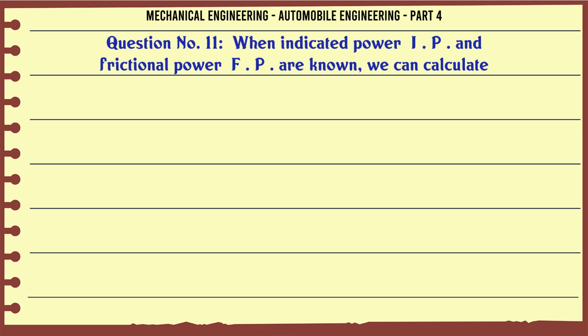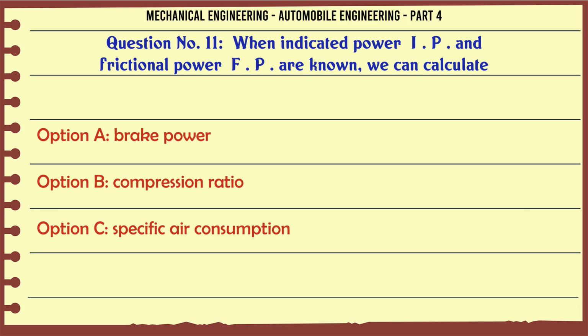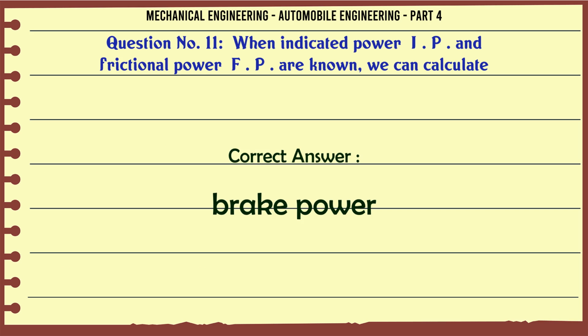When indicated power (I.P.) and frictional power (F.P.) are known, we can calculate A. brake power. B. compression ratio. C. specific air consumption. D. mean effective pressure. The correct answer is brake power.